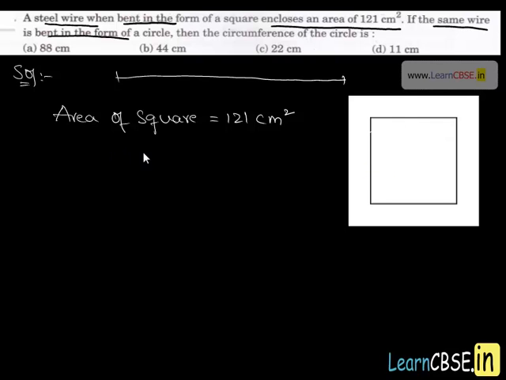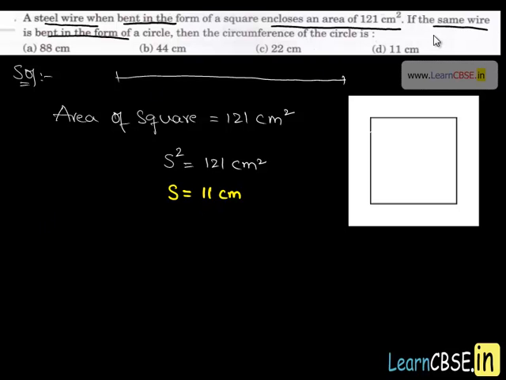If we take the unknown side of the square as s, then its area becomes s square is equal to 121 centimeters square. By applying square root on both sides, we get the value of s is equal to 11 centimeters. It is because 121 is a perfect square, so its square root is 11.